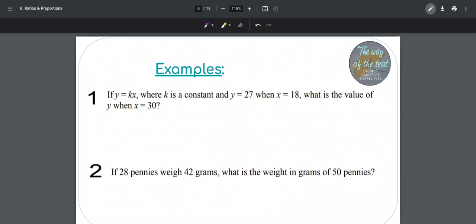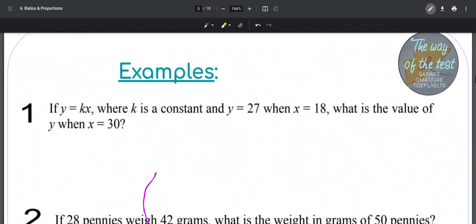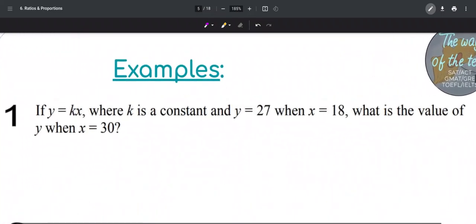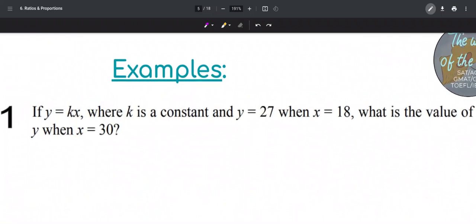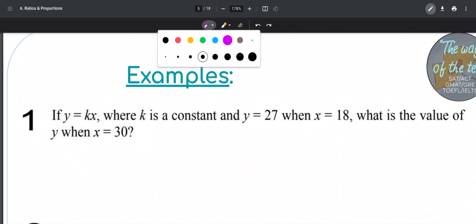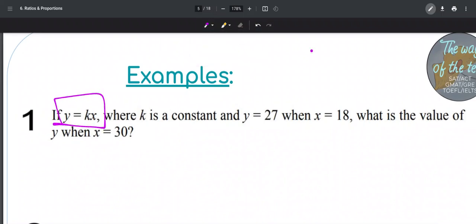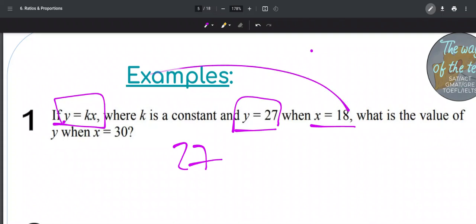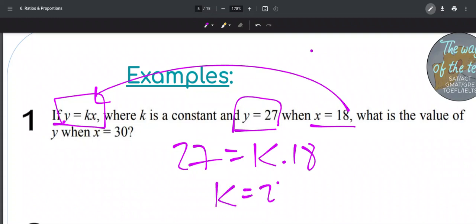Okay, we're going to do question number 1. Question number 1, it goes like this. If y equals kx, where k is a constant, and y equals 27 when x is 18, what is the value of y when x equals 30? First, we're going to solve it as a regular equation. So I have this, y equals kx, and I'm going to replace y is 27, so I have 27, and then x is 18, I replace here, right? So 27 is equal to k times 18, so I'm going to find k. So k is going to be equal to 27 divided by 18. I can do this in my calculator, so k is equal to 1.5.